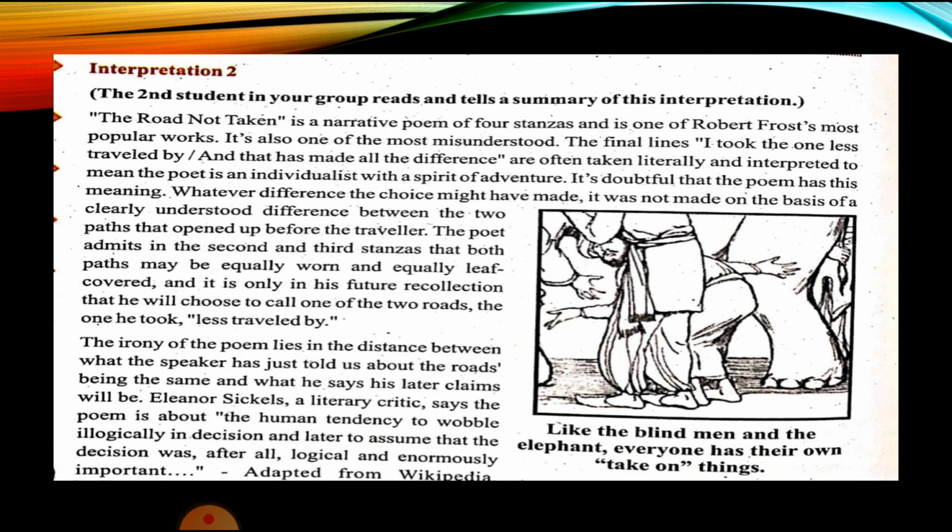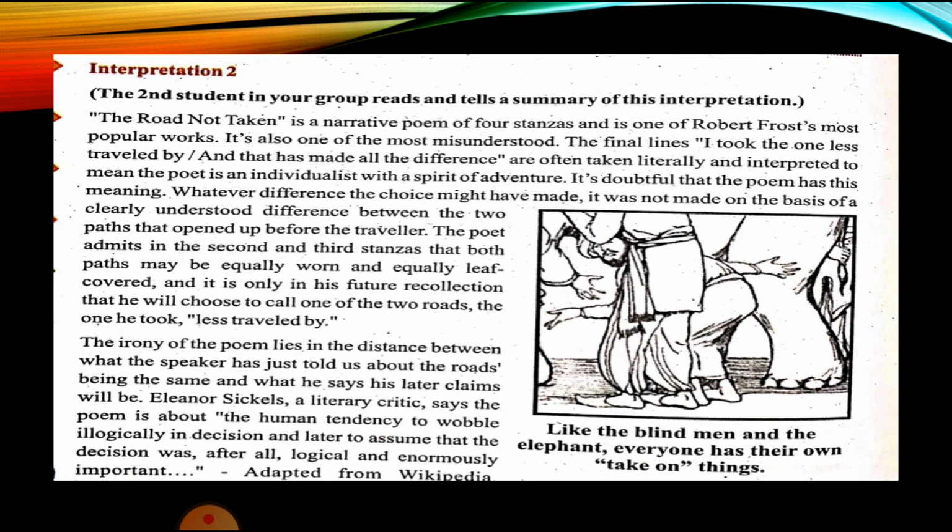See, Eleanor Sickles, a literary critic, says that the poem is about the human tendency to wobble illogically in indecision, and later to assume that the decision was, after all, logical and enormously important. See, I read this stanza, this interpretation too. So now let me tell you the main idea of this interpretation 2.